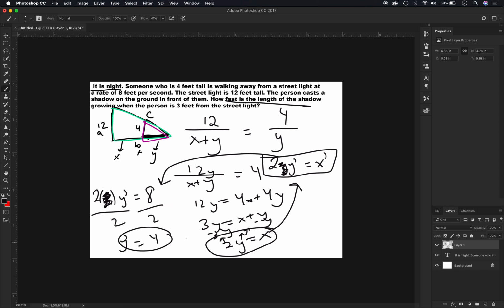Y prime equals 4. And that is correct. That is what Kronos told me. So you cannot fight me on that. So that's it. Y prime equals 4, the answer is 4.